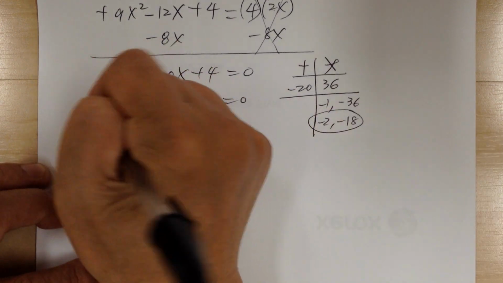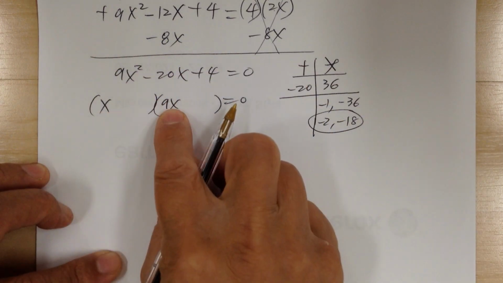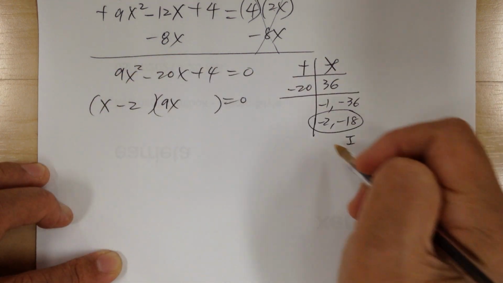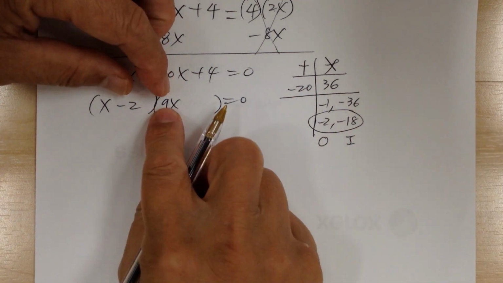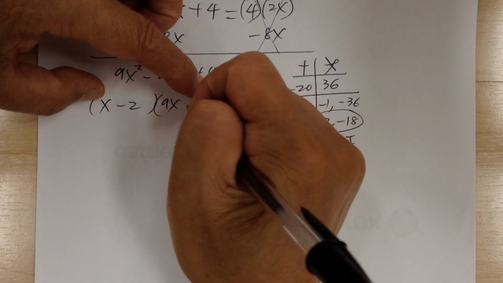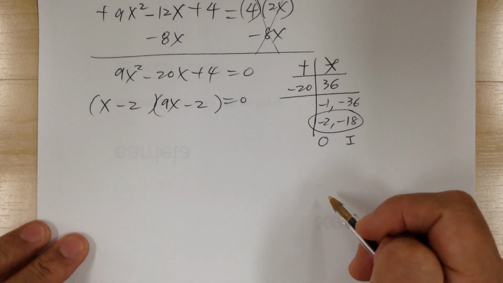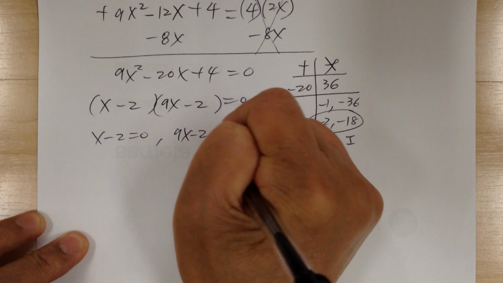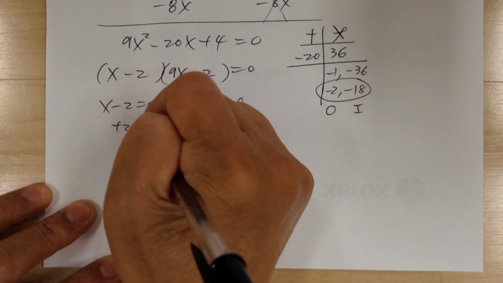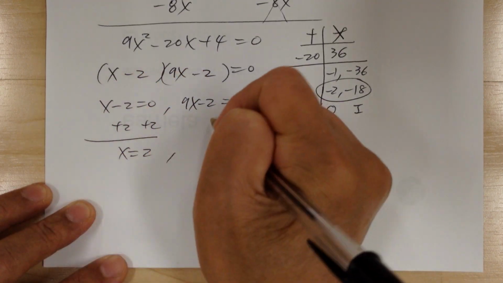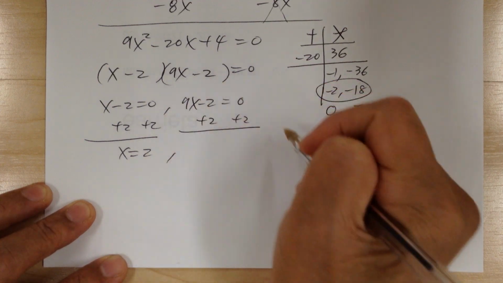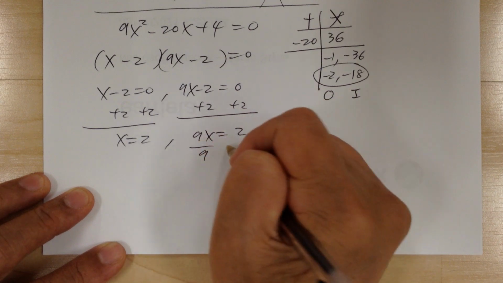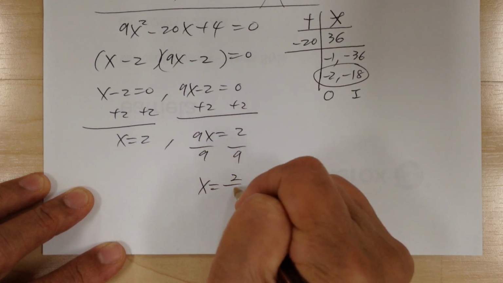Okay, so you start with x and 9x. Start with the lowest and the highest, and so this is the inside. Okay, so it'd be minus 2, and this would be the outside. So again, negative 2 times 9 is negative 18, so this would be minus 2. Okay. So set it equal to 0. And you solve, so plus 2 on both sides. So x equal to 2. This one you plus 2 on both sides, and then you get 9x equal to 2. Divide by 9, divide by 9. So x equal to 2 over 9.